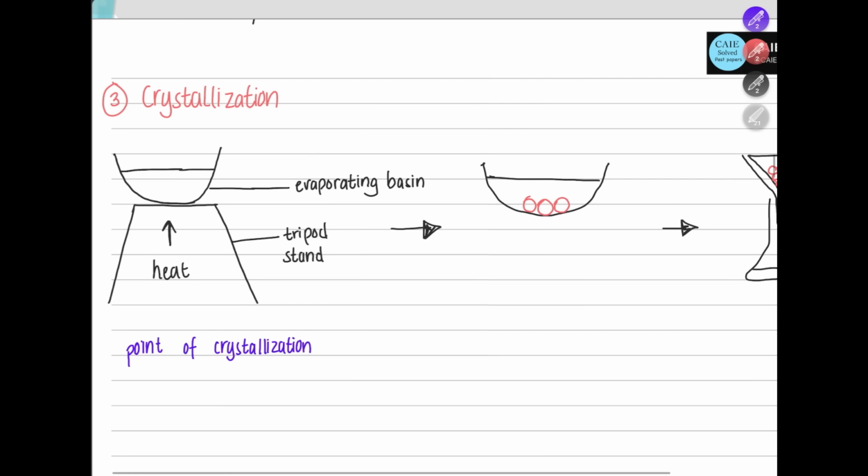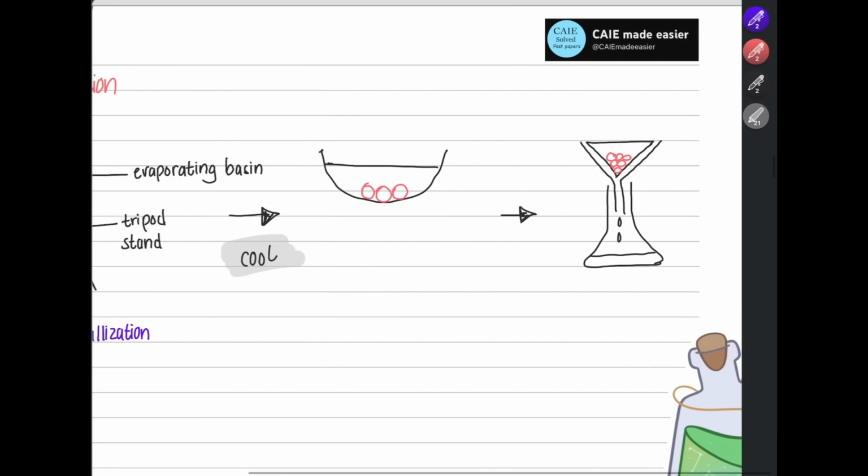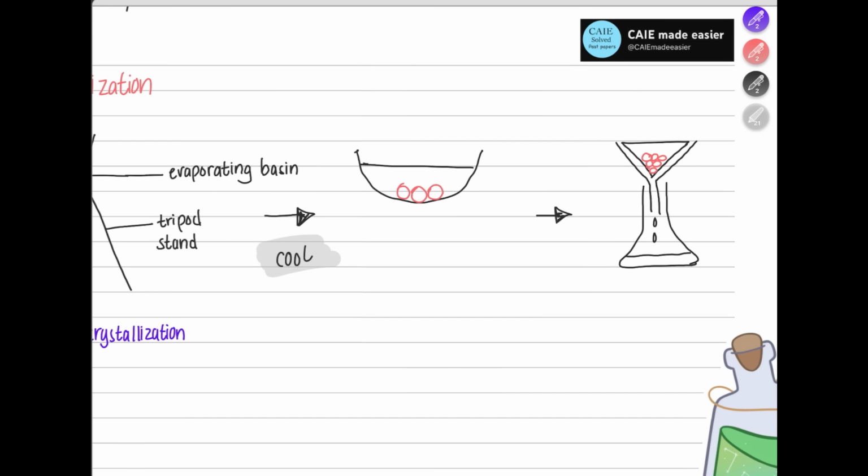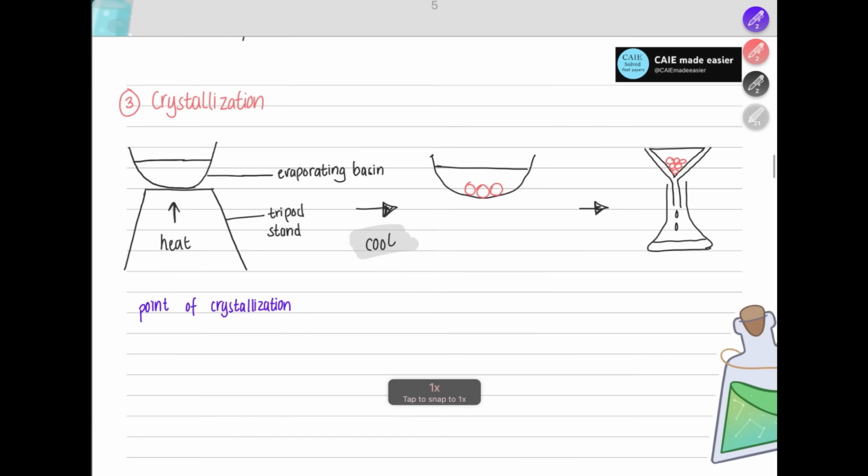Alright, so when you reach the point of crystallization, you're supposed to remove the heat and leave it to cool. And then when you leave it to cool, the crystals start to form, as you can see here. In the next step, you will do filtration. The crystals will be filtered out as a residue, and the filtrate will pass through the filter paper. Now, one more question that you can be asked is, why are you doing filtration? To separate the crystals from the solvent.